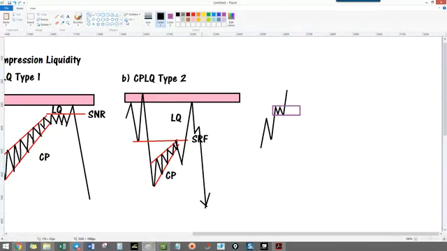And then this is the break of the flag. You have another flag created by the break of the flag. Maybe something like that. So this is the new flag, and you will have a demand here.